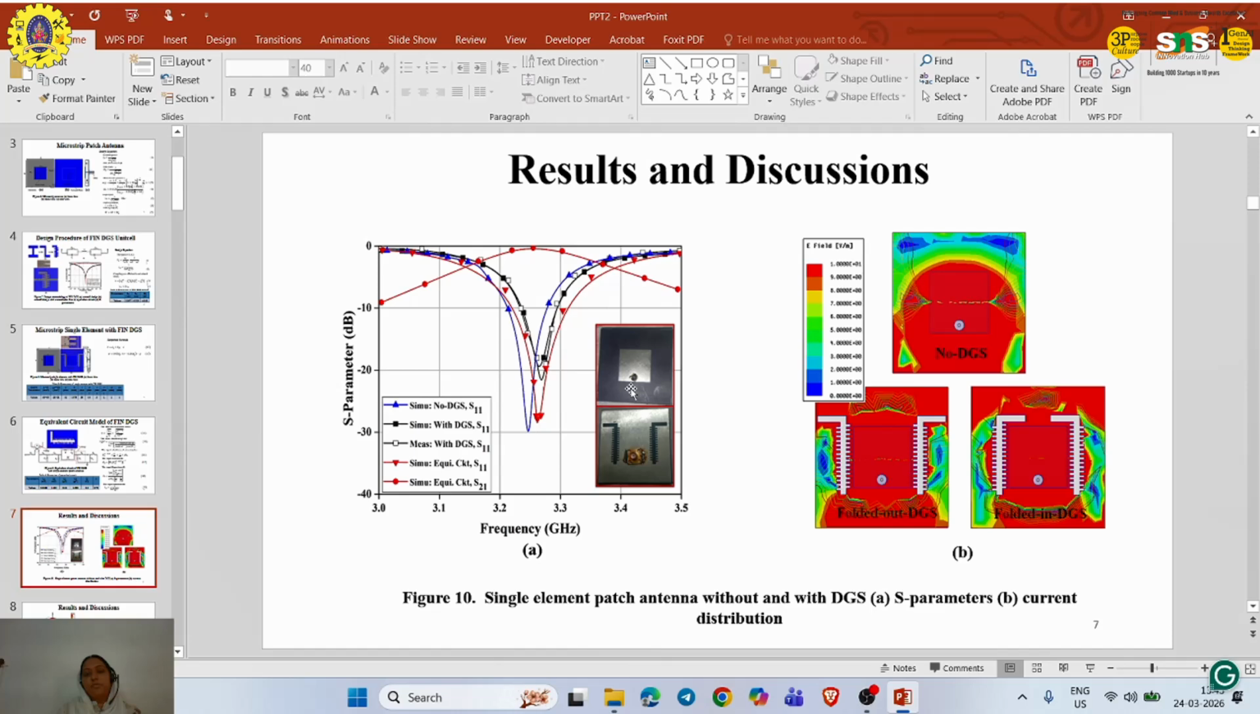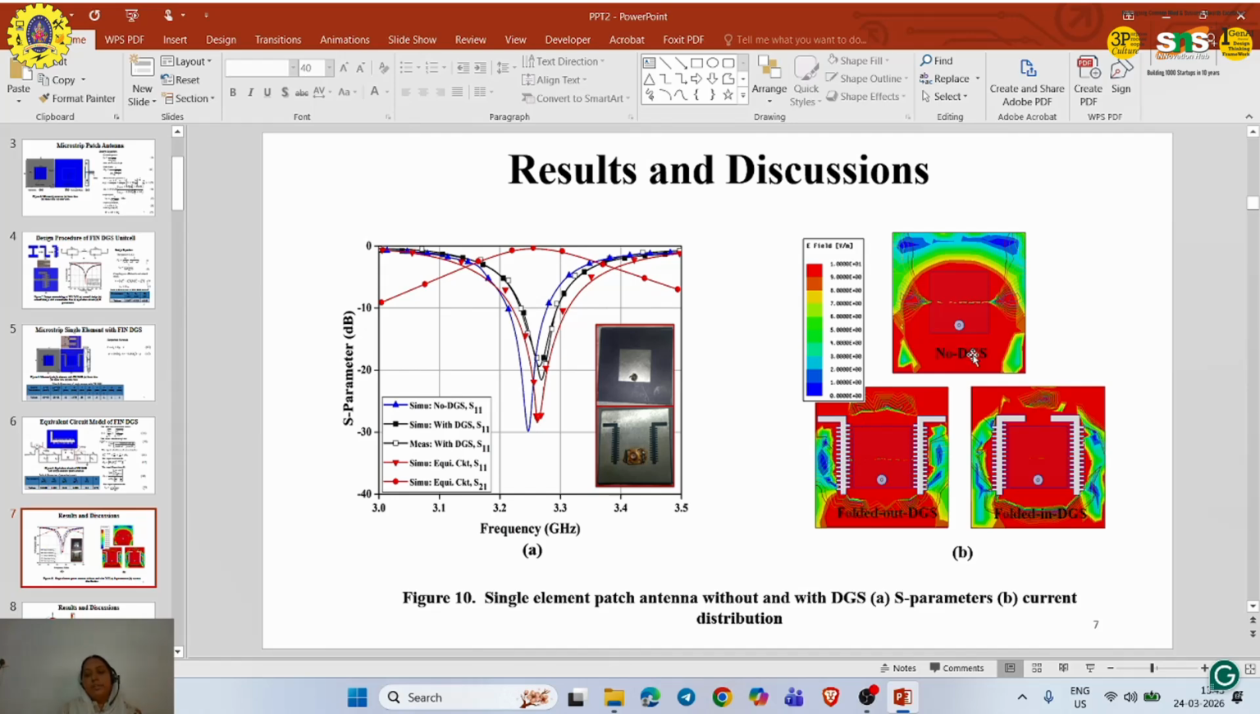This is a prototype of the single element fin DGS with a microstrip patch, with the DGS structure. Here you can see the current distribution. Initially you can see there is a large amount of current distribution near the patch with no DGS. When we place the DGS, most of the fields which were highly concentrated near the non-radiating side of the patch antenna are suppressed, as observed.